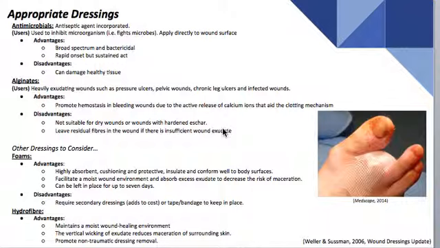Alginates, however, are slightly different to antimicrobials, where they need exudate to function. Studies have shown that some calcium alginate dressings promote hemostasis in bleeding wounds due to the active release of calcium ions that aid the clotting mechanisms. Disadvantages include not suitable for dry wounds, and the fibrous nature of most alginates can cause an inflammatory reaction as the dressing stimulates a foreign body response. Other appropriate dressings include foams and hydrofiber dressings.